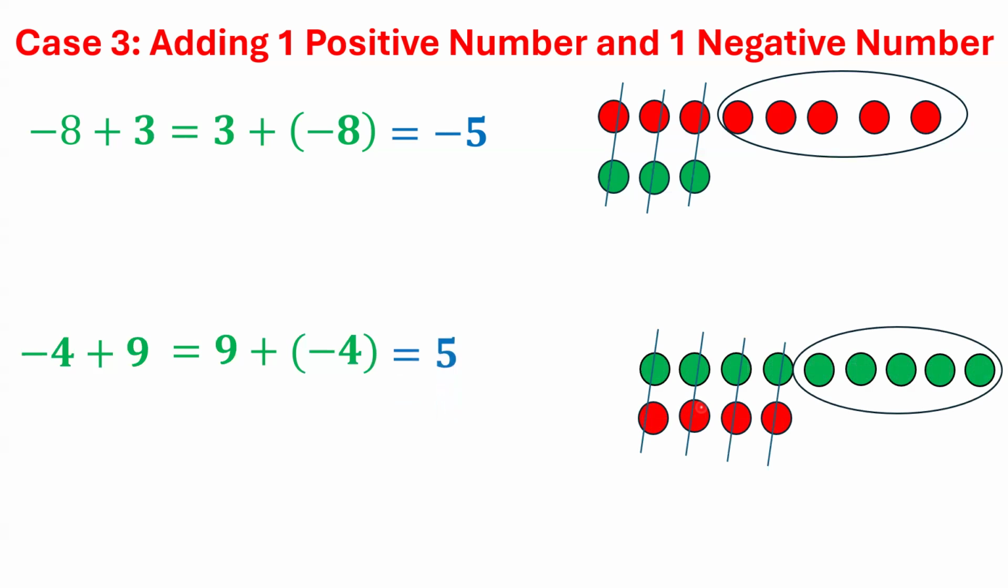So actually, if you look at that example, it's as if you are subtracting 9 minus 4 and you are adding the sign of the bigger absolute value, because 9 is greater than 4 as an absolute value, and the sign for the 9 is positive, so the answer is positive.